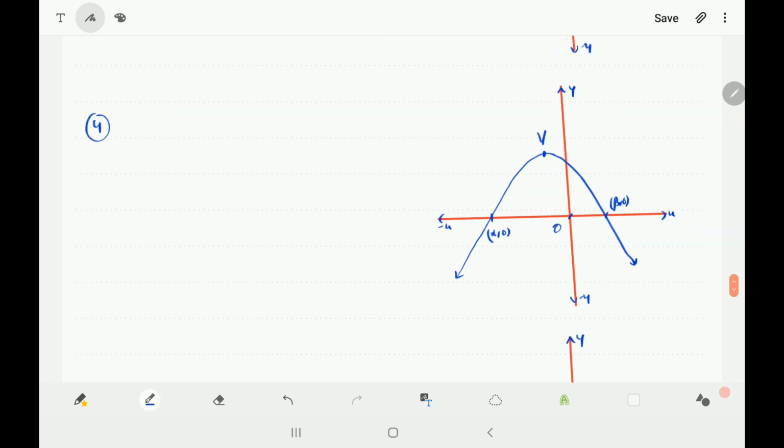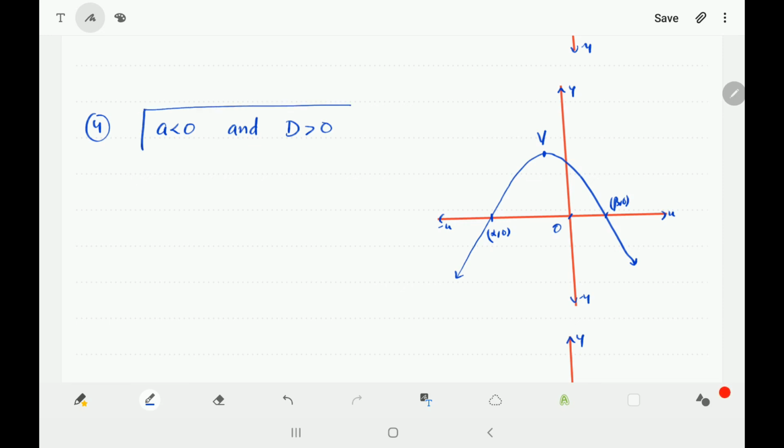Moving on to the next graph. Now this parabola is downward, so obviously a will be negative, and simultaneously because it is intersecting the x-axis at two roots, alpha, 0 and beta, 0, D will be greater than 0.